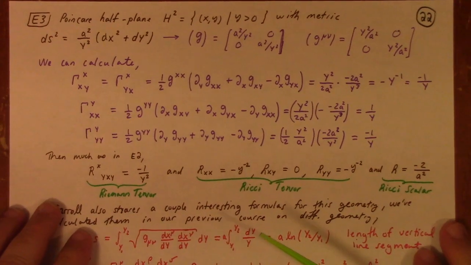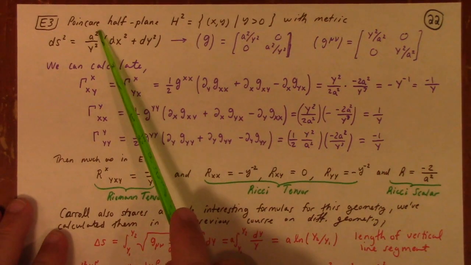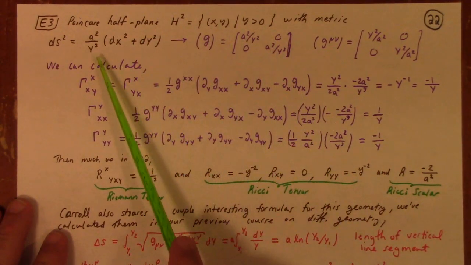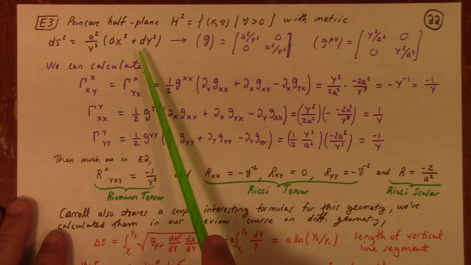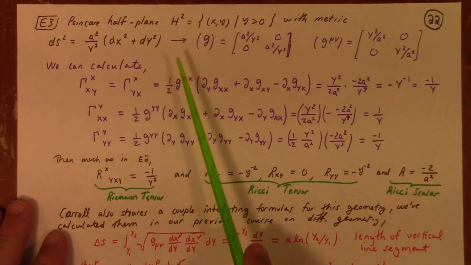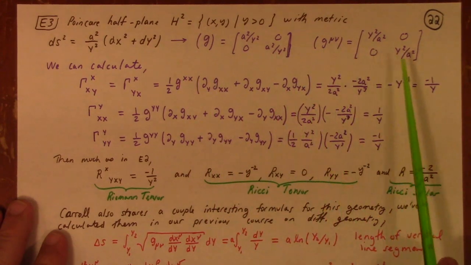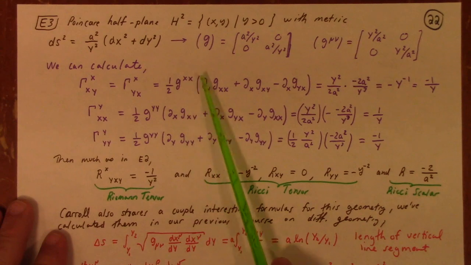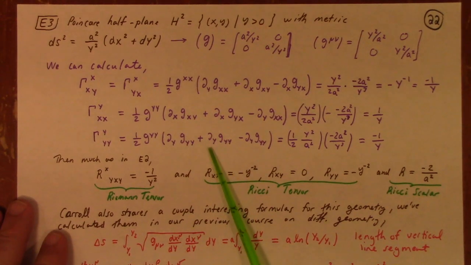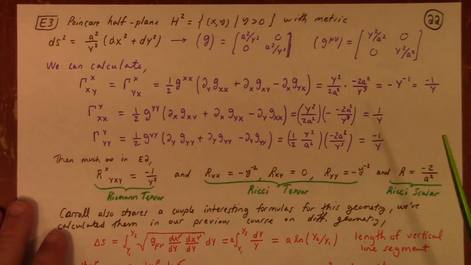The final page. So last but not least, we talk about the Poincare half-plane with metric, which is actually variable: a squared over y squared, dx squared plus dy squared. I guess the last one had variable metric too. Let me not short sell it. So here's my matrix for the metric, for the inverse metric. And you can calculate the Christoffel symbols like such. They work out to minus 1 over y, 1 over y, and minus 1 over y.